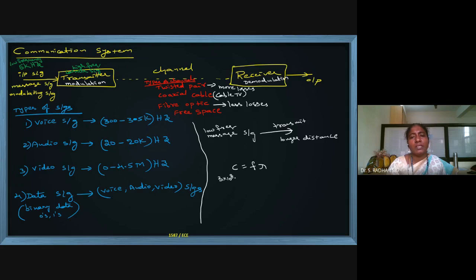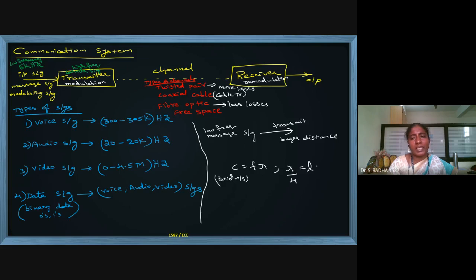meters per second. The visible light which we are able to see travels at 3 into 10 power 8 meters per second, and the light velocity c is nothing but f into lambda. F is the frequency of the signal and lambda is the wavelength of the signal. Also, this wavelength is 4 times the length of the antenna, or the length of the antenna is lambda by 4.